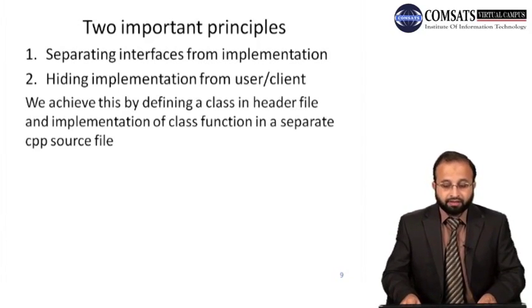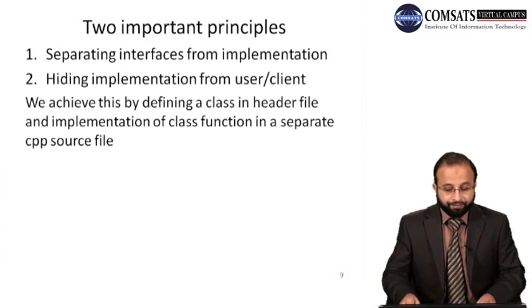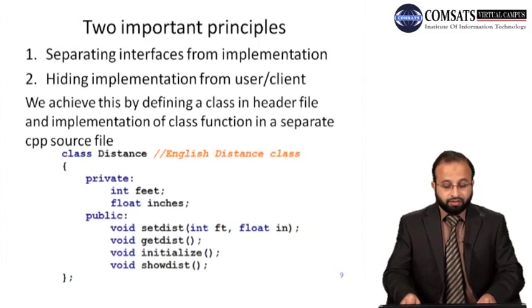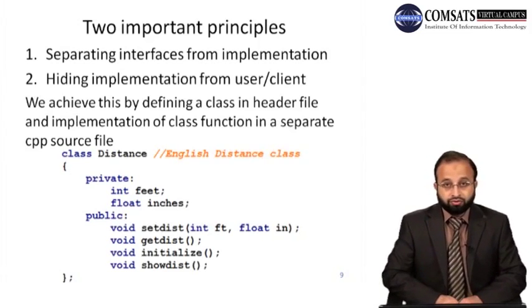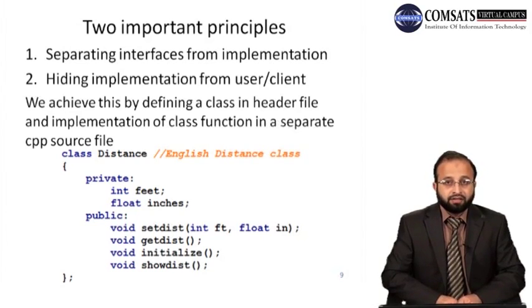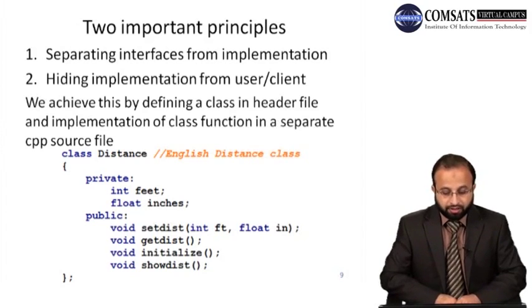So we achieve this by defining a class in a header file and the implementation of the class function in a separate C++ source file, and then we make a library. Now, does that solve the problem of hiding implementation detail from user? Because consider this class, as I showed you in the last lecture, where we write a definition of the class in a header file by just providing the private data member and the prototype of the member function of that class, as shown in the slide.